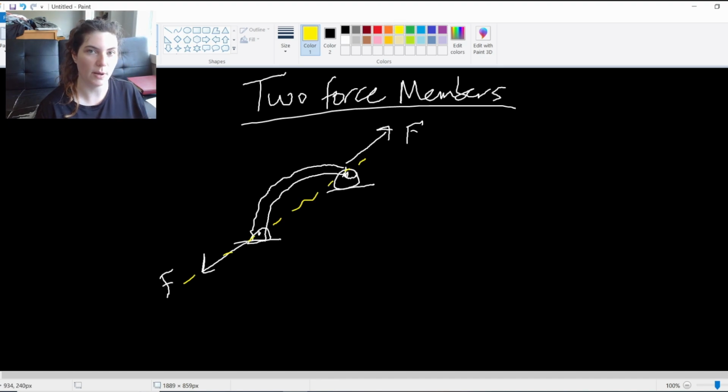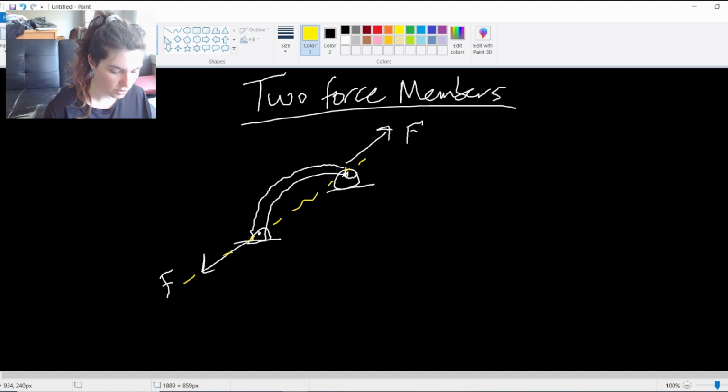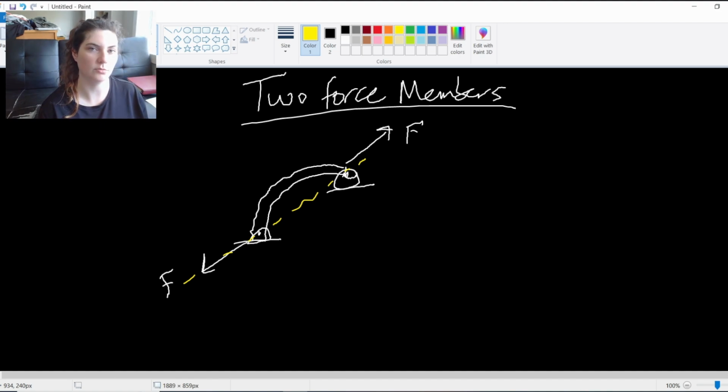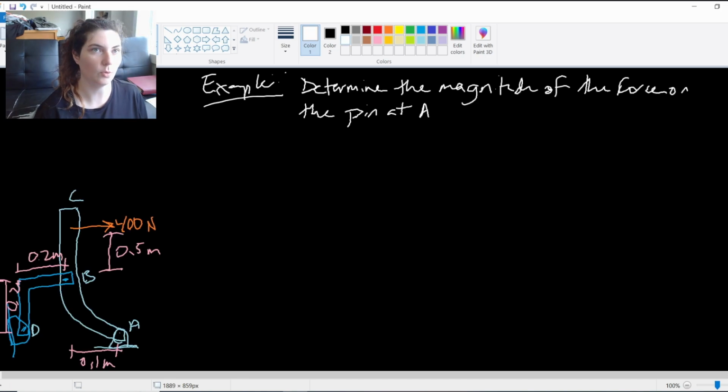So a two-force member allows us to simplify something into a single force that before would have been multiple forces together. So we'll take a look at an example of where you might see a two-force member. In this example, we're asked to determine the magnitude of the force on the pin at A. And this system that we have here is a system of two shapes together. There are actually two separate bodies here connected by a pin at point B.